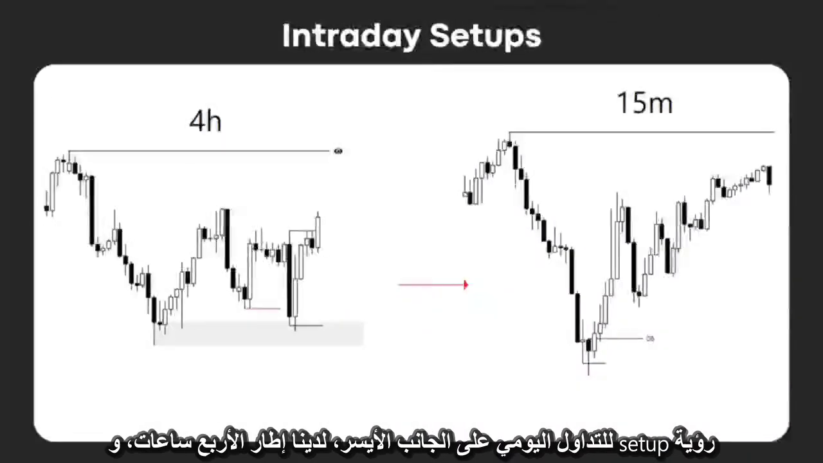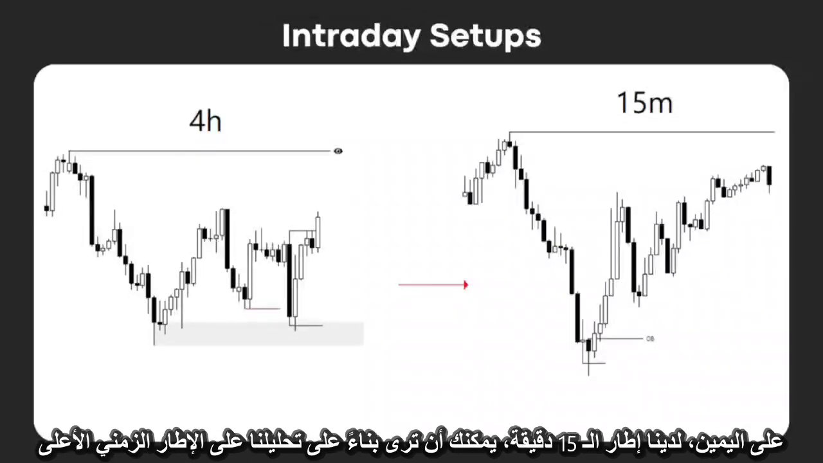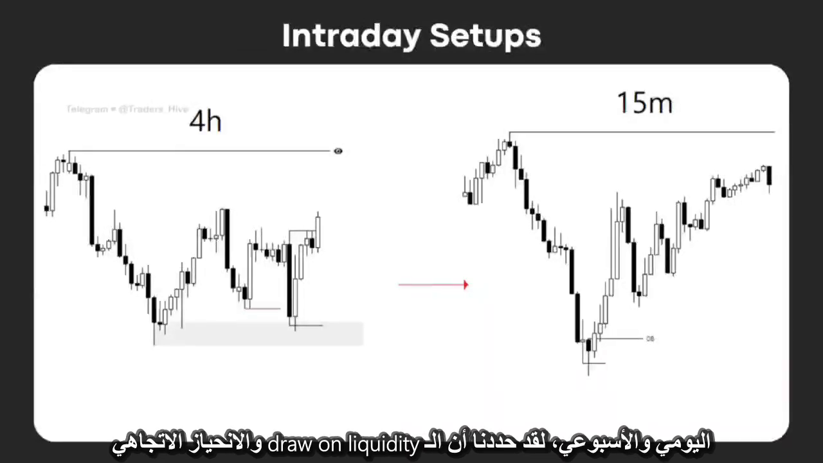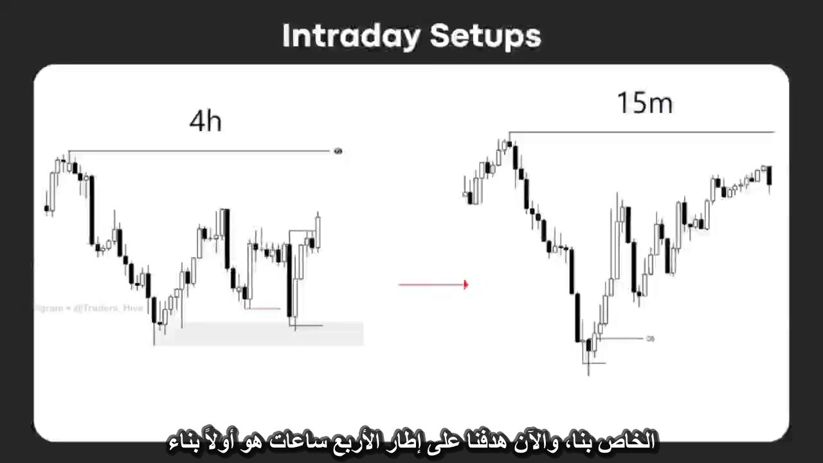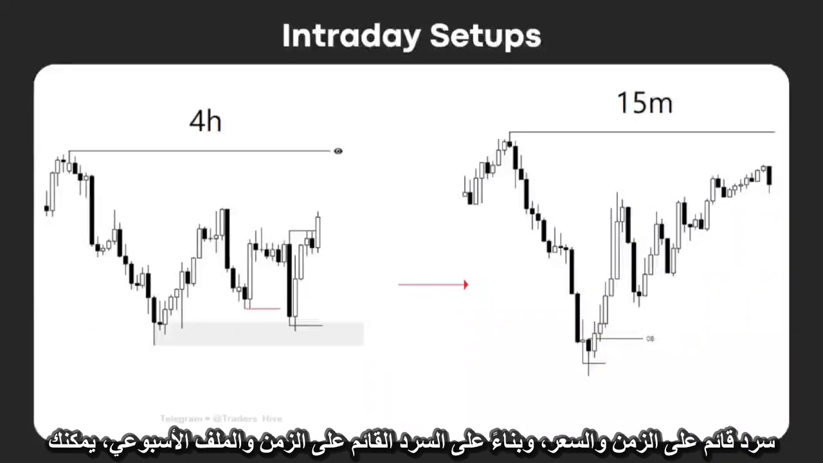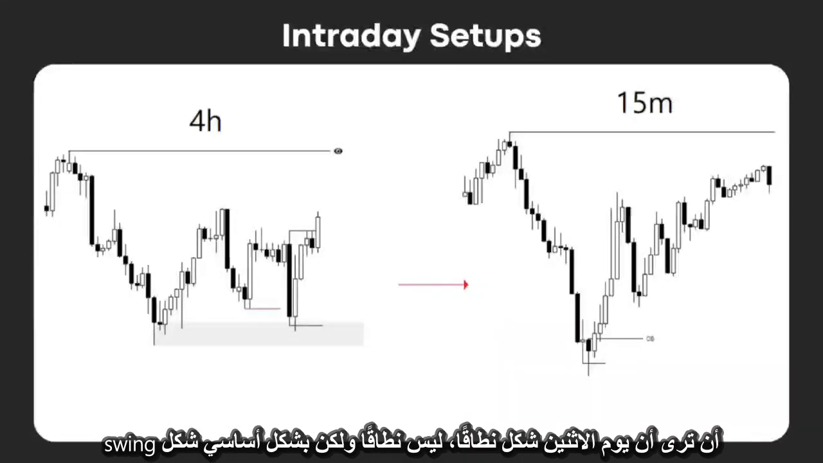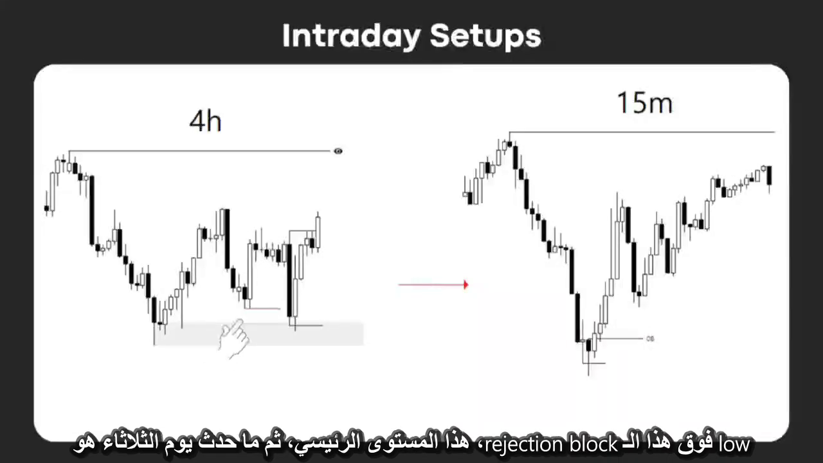Right here you can see an intraday setup. On the left hand side we've got the 4-hour time frame, and on the right we've got the 15-minute time frame. You can see based on our high time frame daily and weekly analysis, we've determined that our drawn liquidity and our directional bias is higher, right? You can see this high right here, which is our high time frame drawn liquidity. And now our objective on the 4-hour time frame is to first of all build a time and price based narrative. And based on time based narrative in weekly profile, you can see that Monday formed a range, not a range, but it basically formed a swing low, just above this rejection block, this key level.